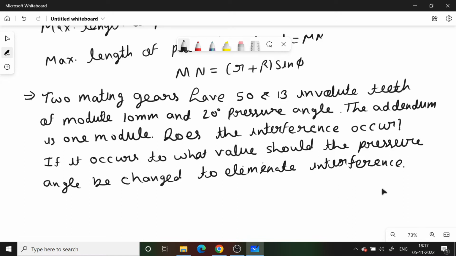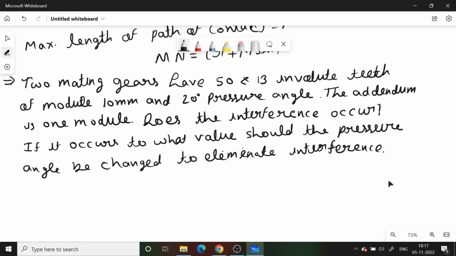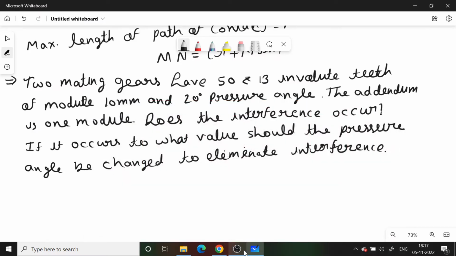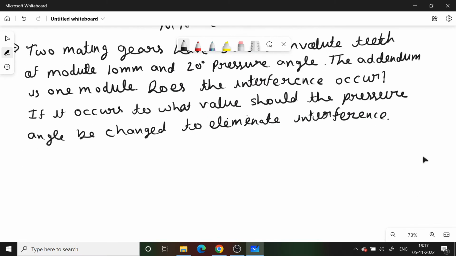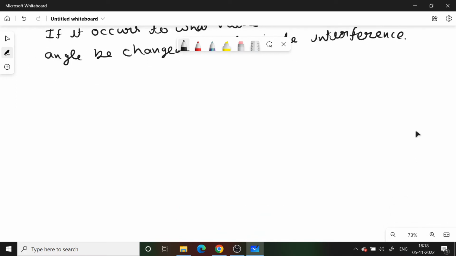Two mating gears have 50 and 13 involute teeth of module 10 mm and 20-degree pressure angle. The addendum is one module. Does the interference occur? And if it occurs, to what value should the pressure angle be changed to eliminate interference?